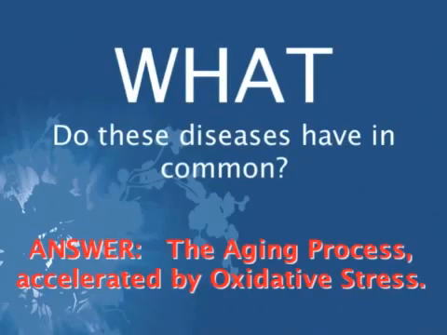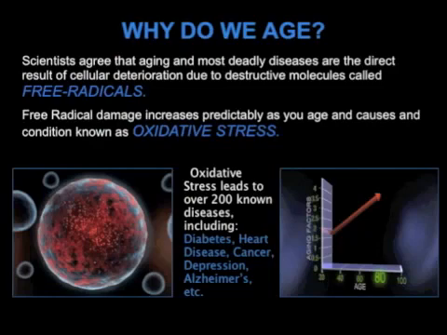Well, what do these diseases, specifically cancer and heart disease, have in common? The answer is the aging process. These are diseases that are typically of the aged, and they're accelerated by oxidative stress. Oxidative stress is the term used for free radical damage, excessive free radical damage.